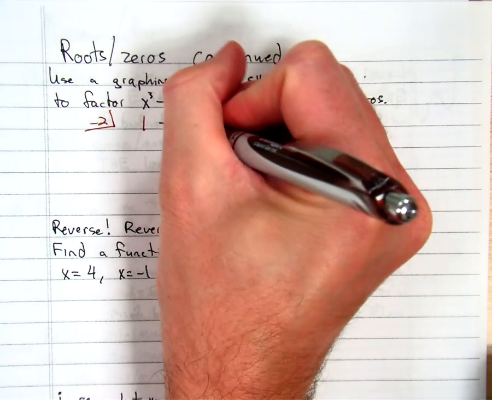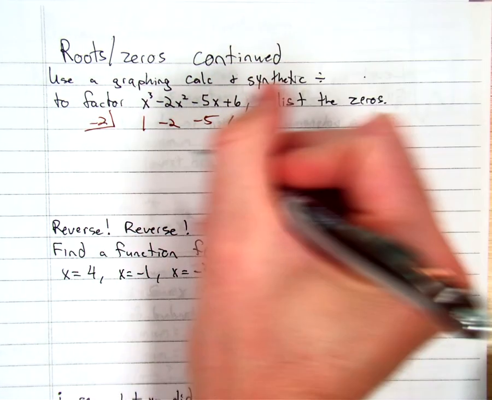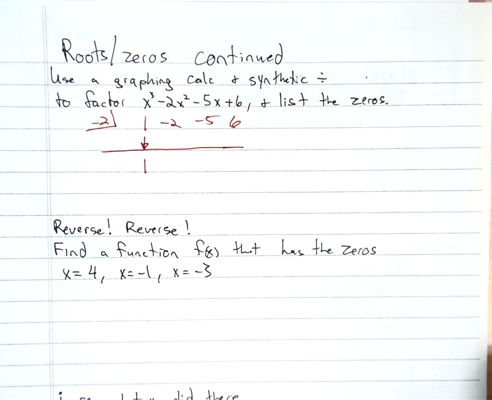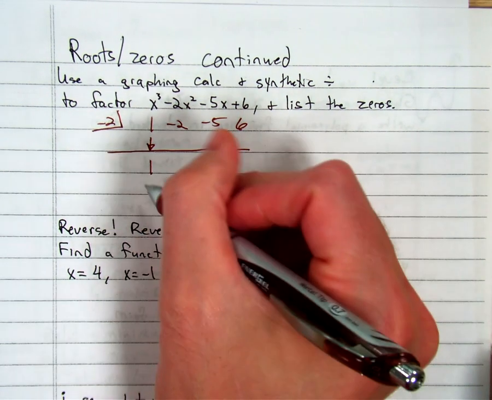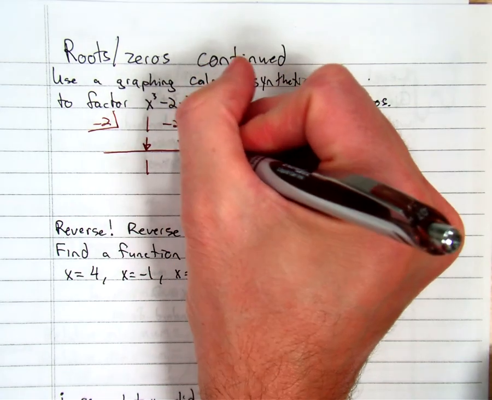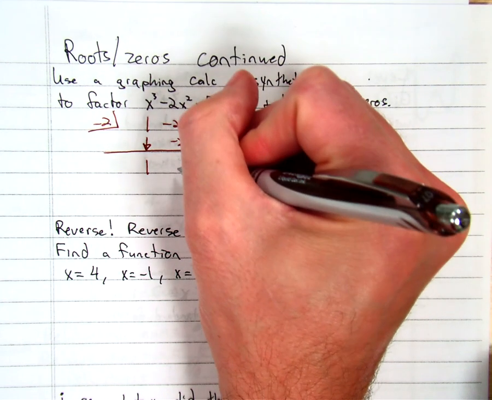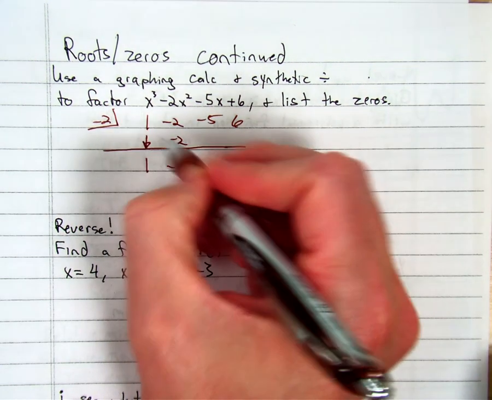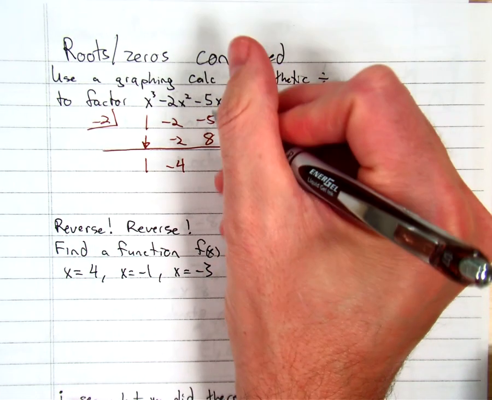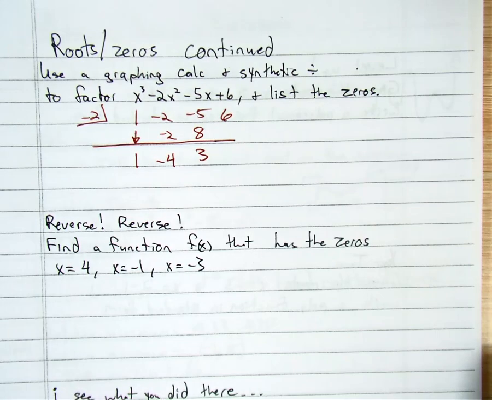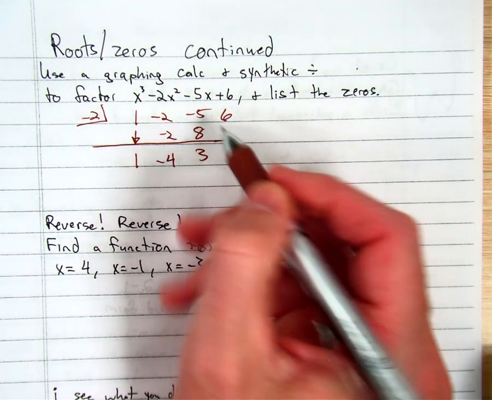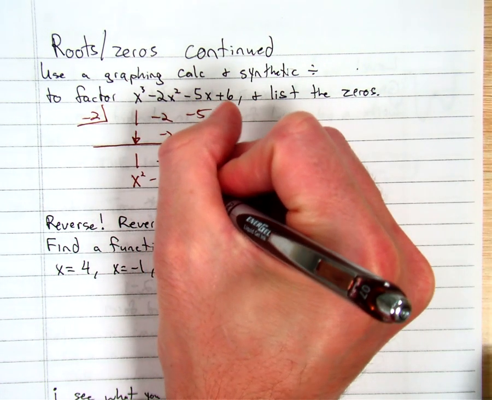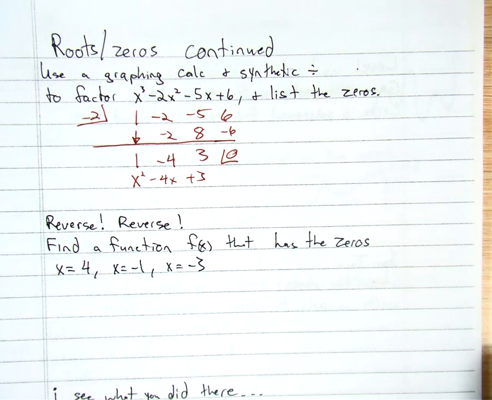We'll have 1, -2, -5, 6. Skip a line, draw a line. Remember, our first number goes down. 1 times the number in the box, -2, is -2. It's going to add down to -4. -4 times -2 is +8. Adds down to +3. 3 times -2, we got -6. No remainder. X squared minus 4x plus 3.